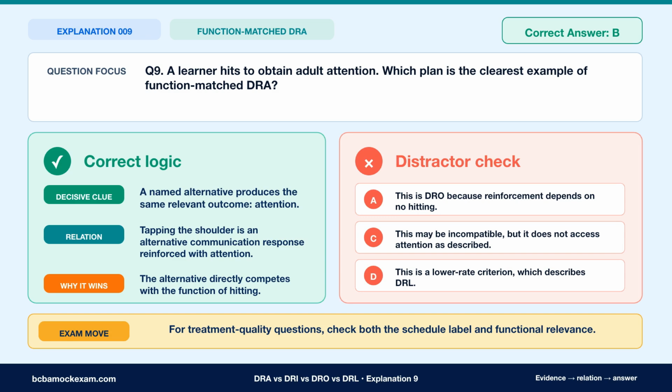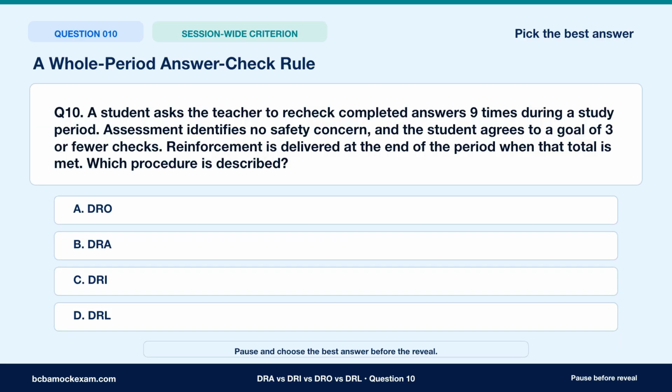Now rule out the alternatives. A. This is DRO because reinforcement depends on no hitting. C. This may be incompatible, but it does not access attention as described. D. This is a lower rate criterion, which describes DRL. Four treatment quality questions. Check both the schedule label and functional relevance. Question 10.